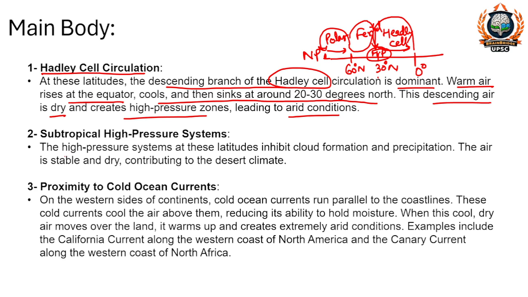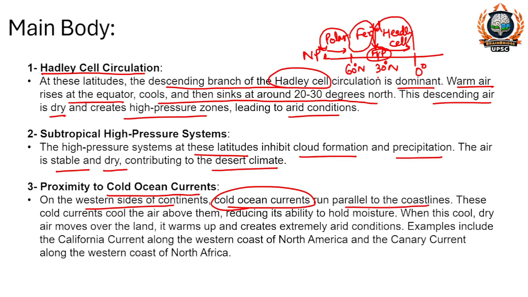Second, subtropical high pressure system. The high pressure system at these latitudes inhibits cloud formation and precipitation. The air is stable and dry, contributing to the desert climate. Third, proximity to cold ocean currents. On the western side of the continent, cold ocean currents run parallel to the coastline. These cold currents cool the air above them, reducing its ability to hold moisture. When this cool, dry air moves over the land, it warms up and creates extremely arid conditions.